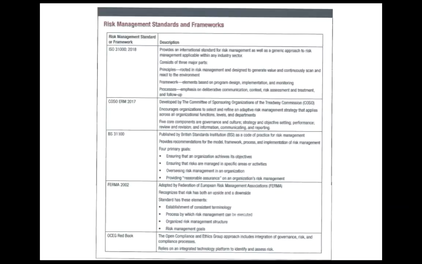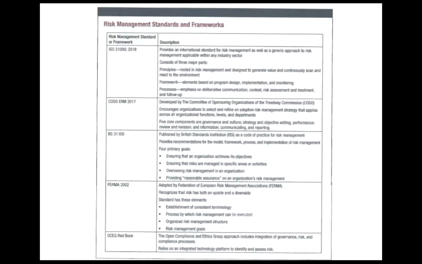Within COSO, it encourages organizations to select and refine an adaptive risk management strategy that applies across the organizational functions, levels, and departments. And then they talk about 5 core components. Again, we'll go through each one of these in detail as explained in the book. They also mention BS 31100, on which ISO 31000 was based, FERMA, the Federation of European Risk Management Associations, and the Red Book. For the most part, I wouldn't expect any questions on those. You're really going to get them on the first 2.